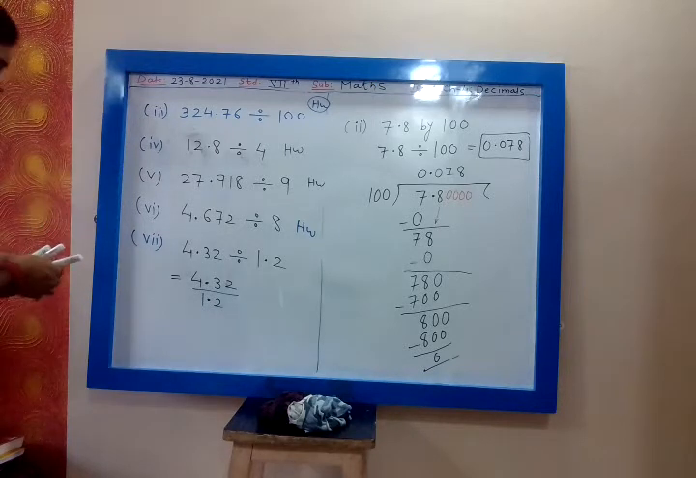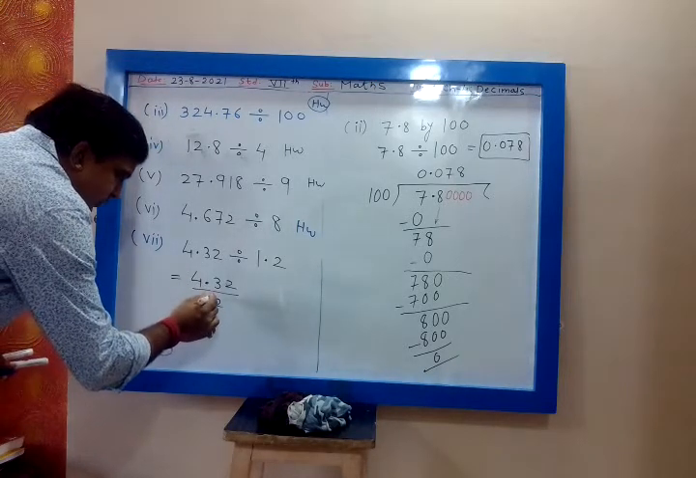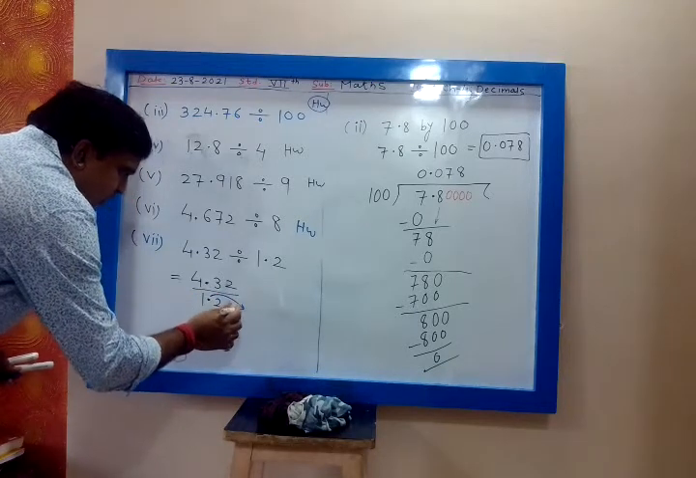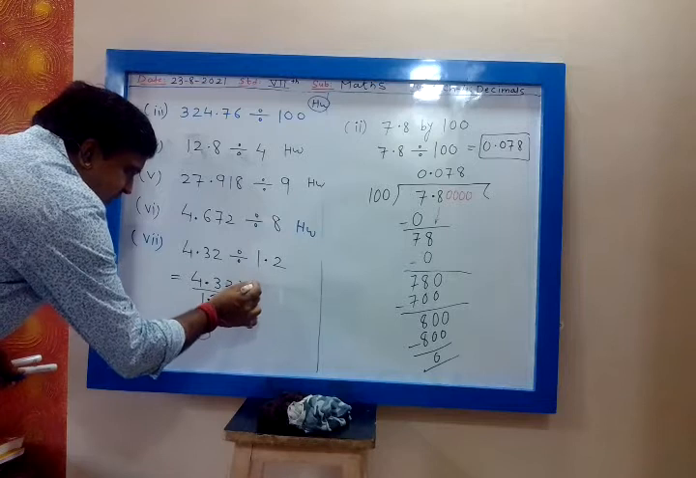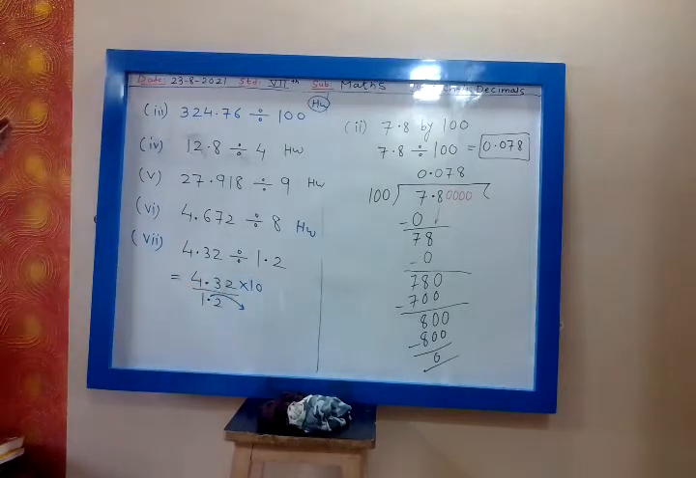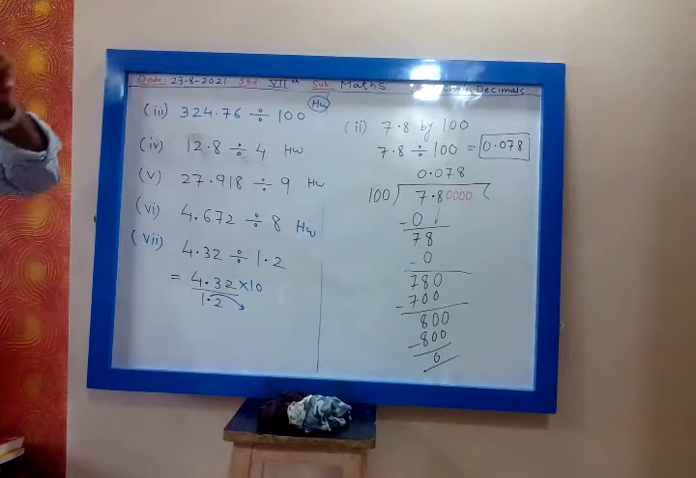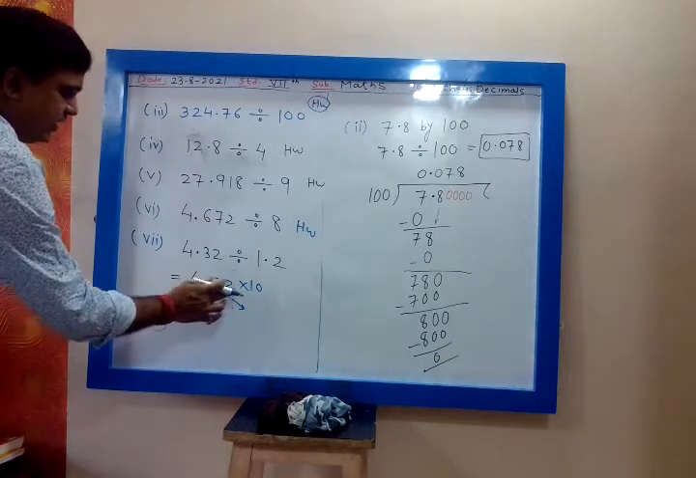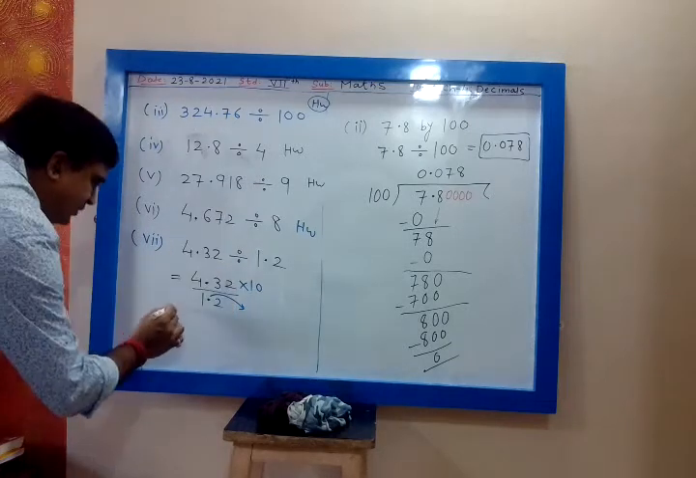No, wait. When you remove the decimal of the denominator, you have to multiply by 10 in the numerator. Okay? After the decimal, one digit is there. Remember this: when you are removing the decimal of the denominator, you have to multiply by 10, 100 in the numerator. After the decimal one digit, so I will multiply by 10 in the numerator.